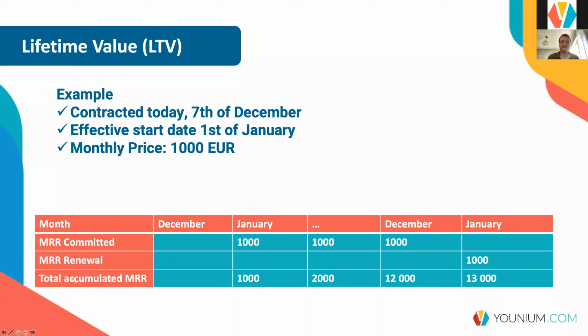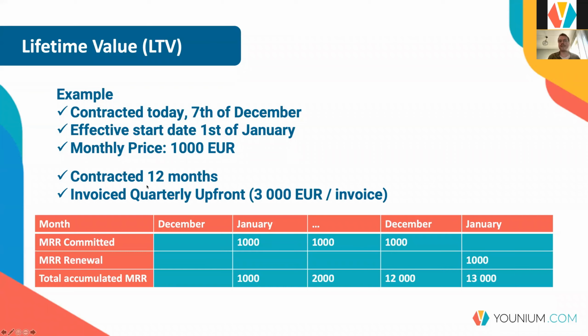Let's add some more information that might be on the contract. Let's say that we contract them for 12 months. So the customer is saying, okay, we'll sign up for your service, we'll start using it for 12 months initially and then see what happens. And we invoice them quarterly upfront. So now in December, when we contract them, we'll soon send out the first invoice, which will be €3,000, because a quarter is 3 months, so 1,000 times 3.